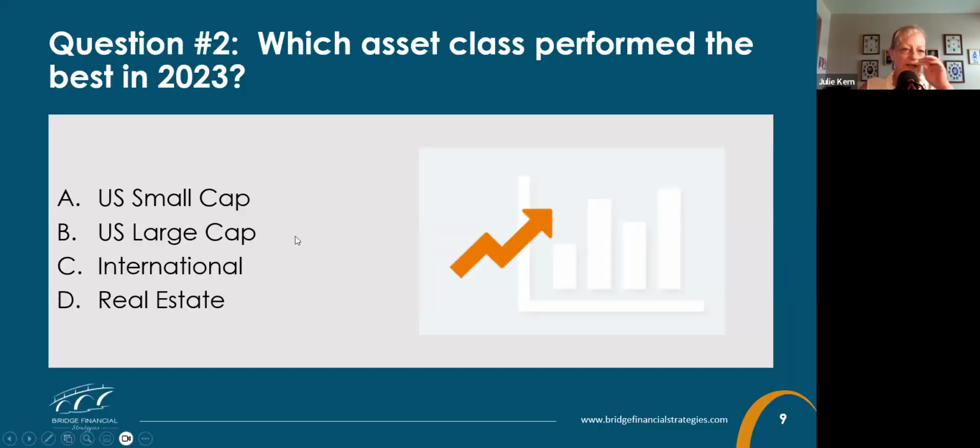Okay, so now I have another poll question for you. So this question is, which asset class performed the best last year in 2023? Was it US small companies, US large companies, international, or real estate? And I will go ahead and launch that poll and then just go ahead and click on your answer, and I'll give you a few seconds to respond with your best guess.